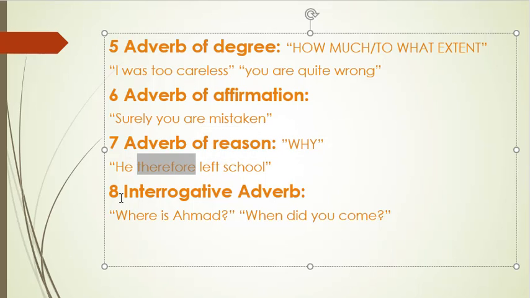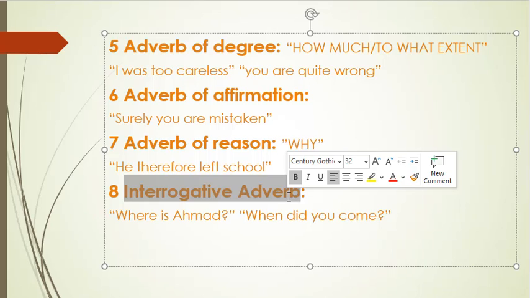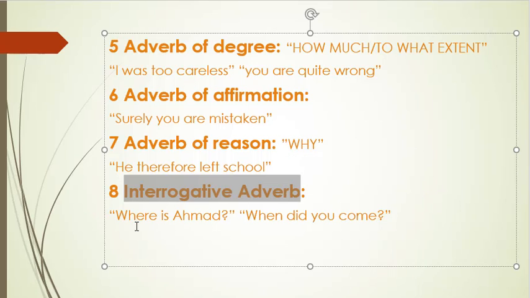Next one is interrogative adverb. Interrogative adverb is used to ask a question about place, time, manner or reason. For example, where is Ahmad? Where is used as an interrogative adverb, and when is also used. And one more example, where do you live? Here it shows the interrogative adverb.